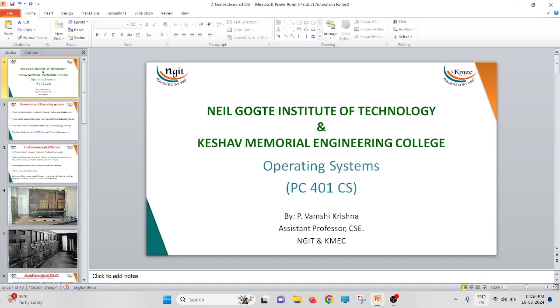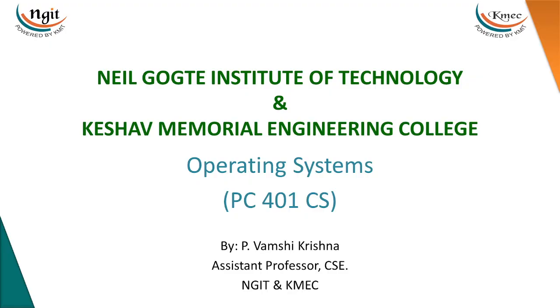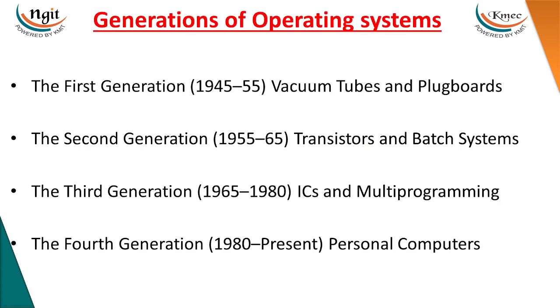Okay. Today we are discussing generations of operating systems. There are four generations of computers, and for each generation we are discussing what operating systems were used. The first generation is from 1945 to 1955. The second generation is from 1955 to 1965. The third generation is from 1965 to 1980. The fourth generation is the present, current generation, where we are using personal computers.